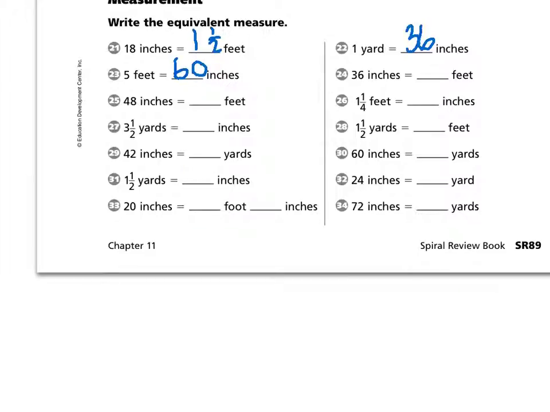36 inches equals how many feet? I know that 36 divided by 12 is going to equal 3 feet. 48 inches equals how many feet? Divide 48 by 12 and you would get 4 feet.